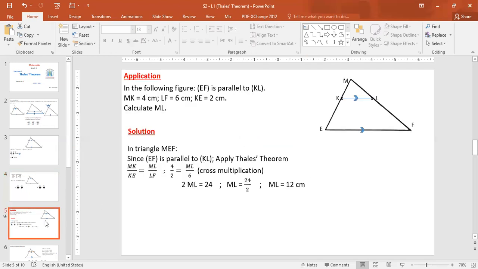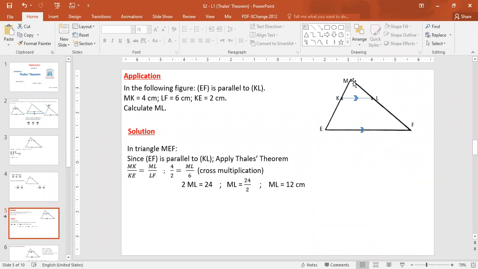I want to apply now an application on what I said. We are given triangle MEF such that EF is parallel to KL. We are given MK is 4 centimeter, LF is 6 centimeter, and KE is 2 centimeter. We should find ML. Now I want to ask Amir to apply Thales theorem here. I want to see if I can get ML from Thales theorem or I can use one of the two ratios I talked about. Amir, can you apply Thales theorem in this figure, please?